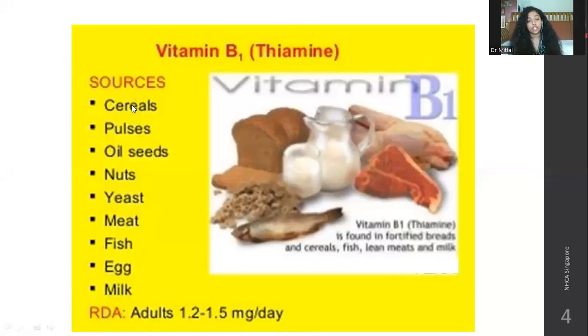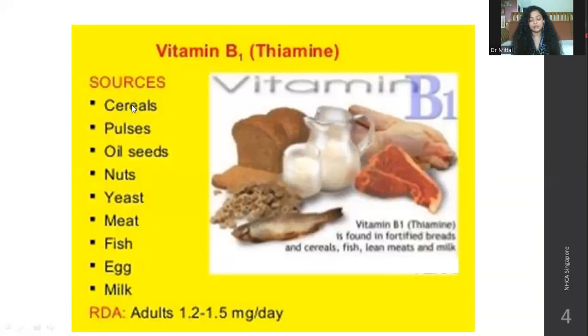And conversion of amino acids. Proteins enter your body, they are metabolized into amino acids. These amino acids are the building blocks for another protein in your body. So for the conversion of these amino acids into a different kind of protein which can be used in your body, thiamine is also required.